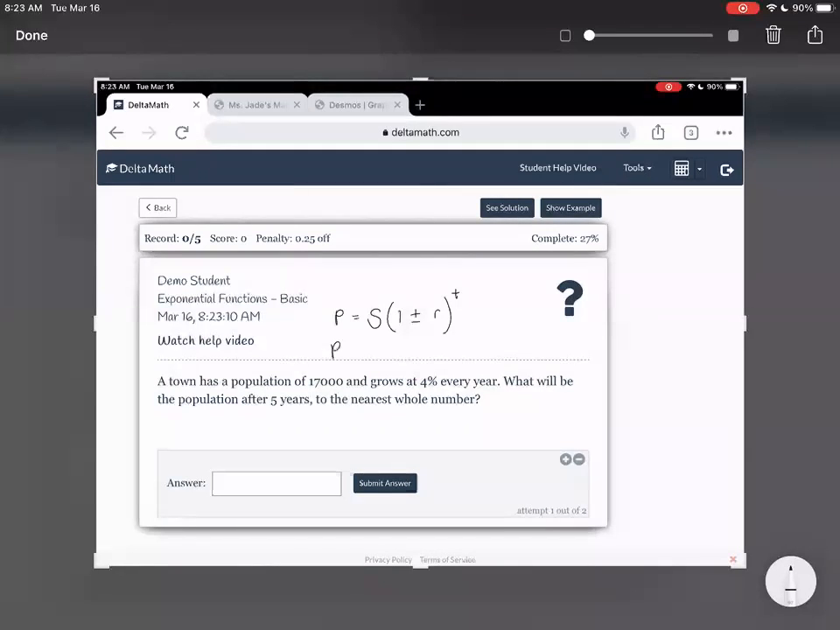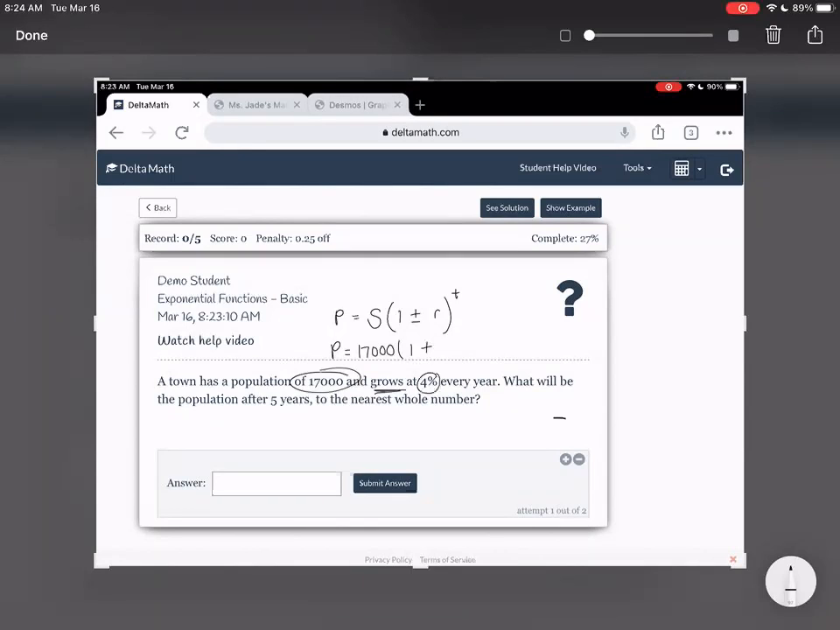And so let's plug it in. P for population is equal to S, the starting rate, so 17,000. And then we have 1, either plus or minus. So plus is going to be for growing things, and minus will be for things that shrink, like radioactive decay. That would be shrinking every single time. A population that's growing, it's going to be growing every time. So we're going to use a plus this time. If it's increasing, you're going to use a plus. If it is decreasing, you're going to use a minus. In this case, we have a population that is growing, so you want to use a plus sign.